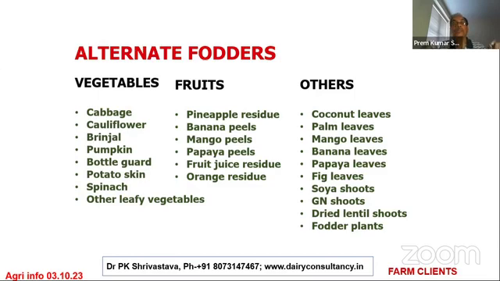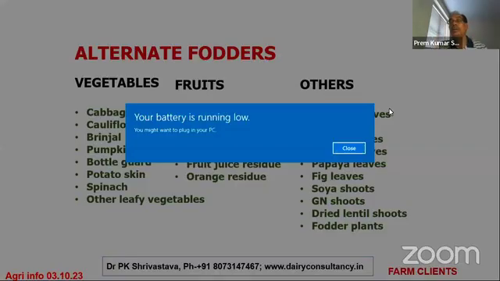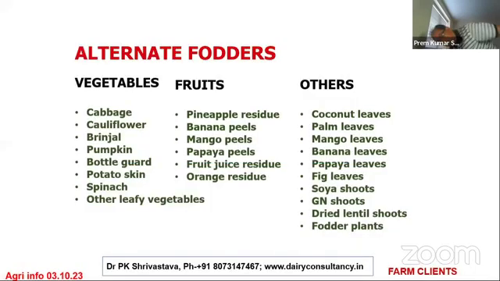Alternate fodder is that which is not a traditional one. Cabbage, cauliflower, brinjal, pumpkin. Our country is very rich in mandis, vegetable mandis, and you get a lot of waste from the mandis. Those are really good and highly nutritious. So it's very good for feeding the cows, but in limited quantity because its composition is different.